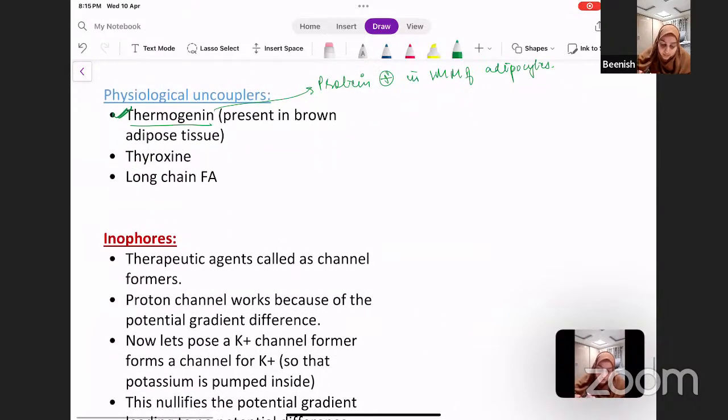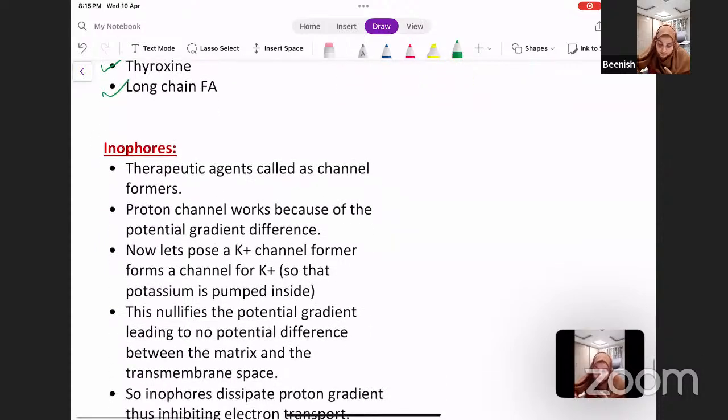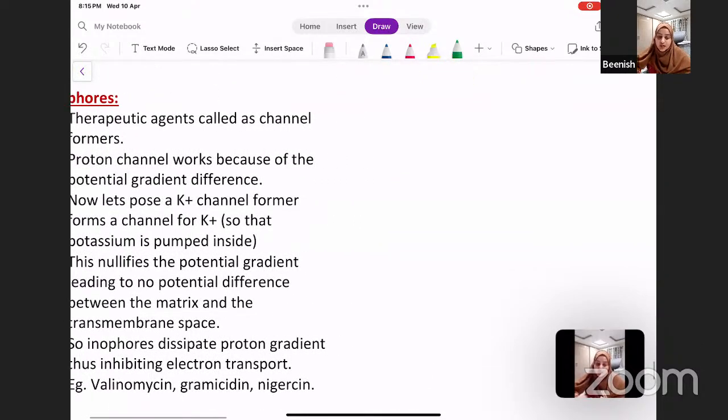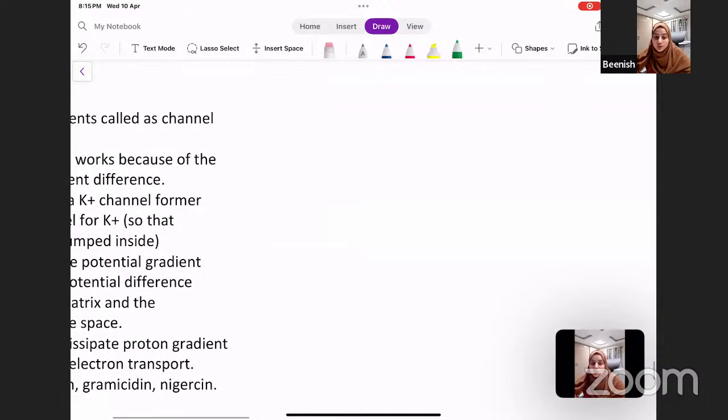Other physiological uncouplers are thyroxine and long chain fatty acids. Now, what are ionophores? Ionophores are lipid soluble compounds that increase the permeability of the lipid bilayer to certain ions. Now they can be of two types.